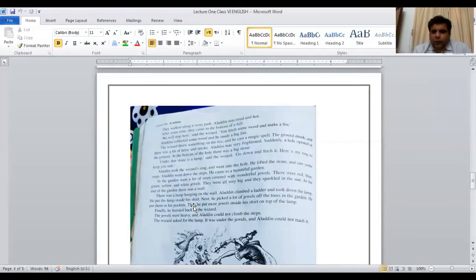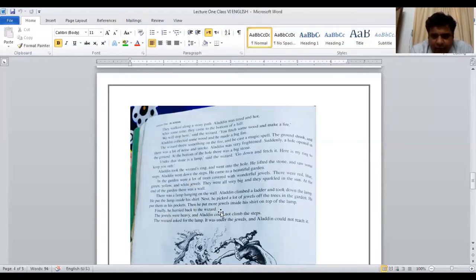Next, he picked a lot of jewels from the trees in the garden. Now what he did, he thought, why not pick these jewels, because they were very precious and very beautiful. So he started to take these jewels and put them in his shirt's pockets.